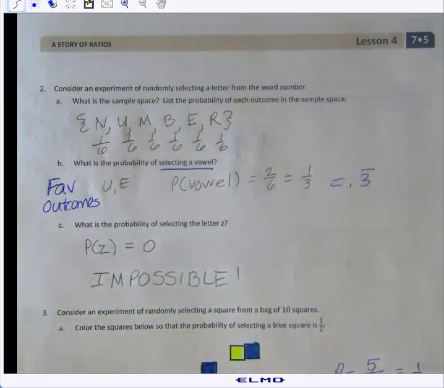What's the probability of selecting the letter Z? Ha! 0. It's impossible. There's no letter Z in the word NUMBER. So don't forget, it is possible to be asked for the probability of an event which is impossible.